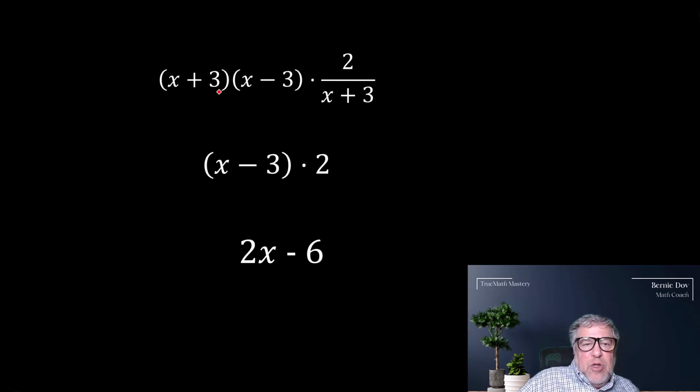Here it is. The lowest common denominator is x plus 3 times x minus 3 times 2 over x plus 3. Well, the x plus 3 cancels the x plus 3, and that leaves us just with x minus 3 times 2, which is 2x minus 6. So this whole first term becomes 2x minus 6. Let's go to the second term.